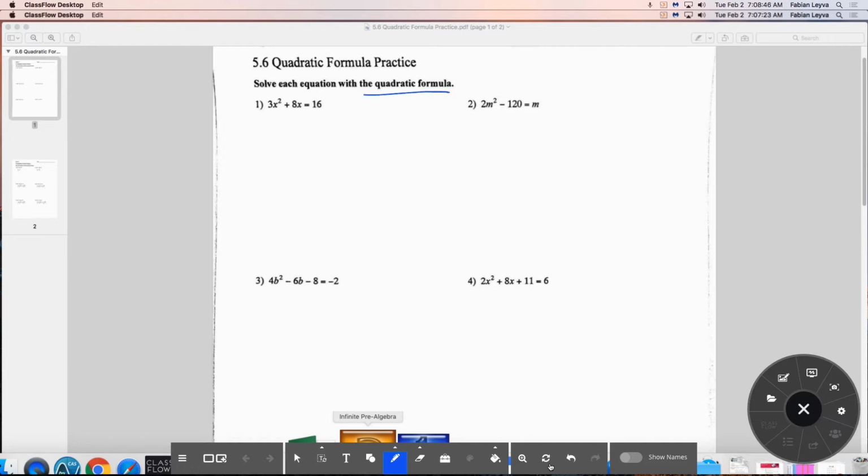Remember, the quadratic formula is a very special formula. Pretty much it's a shortcut to completing the square. In order to use the quadratic formula, you always have to have something in the form ax squared plus bx plus c is equal to 0. Once you have a quadratic equal to 0, you can use the formula. The formula is x is equal to negative b plus or minus the square root of b squared minus 4ac, all divided by 2a.